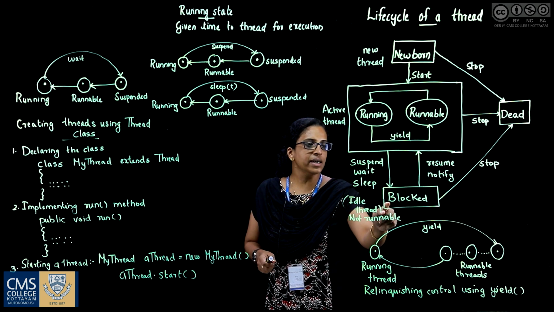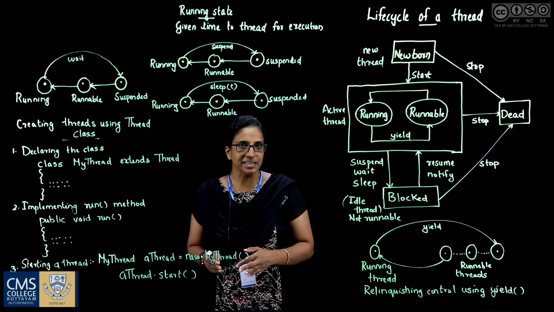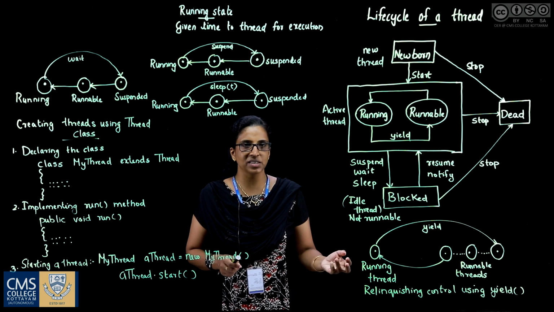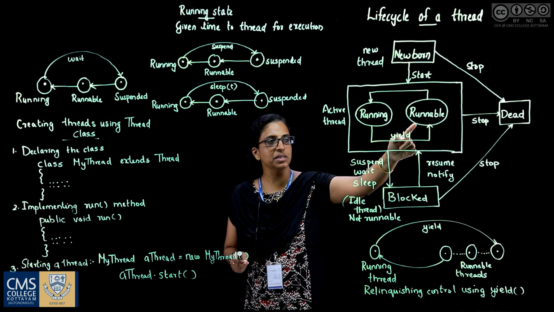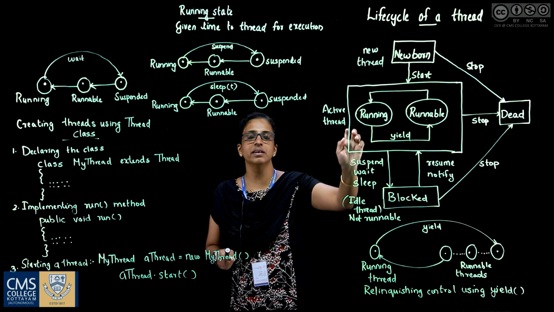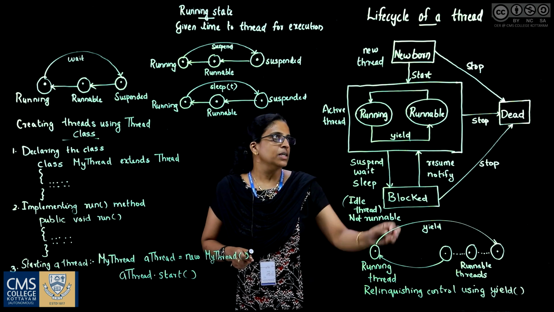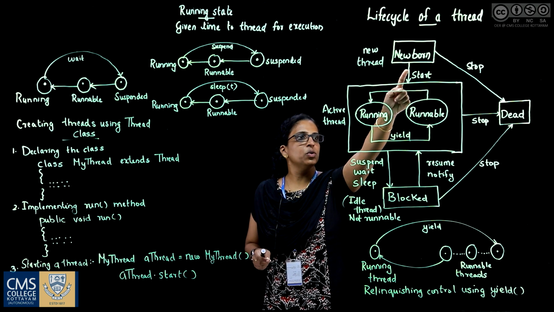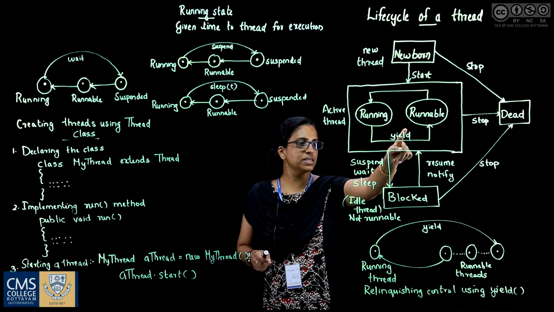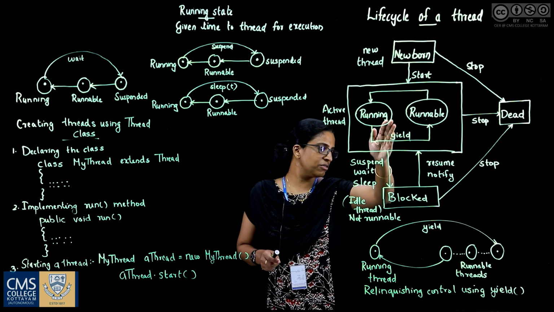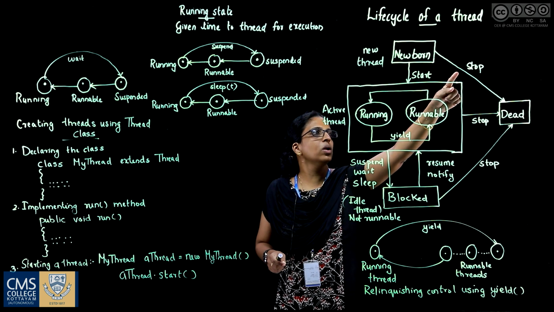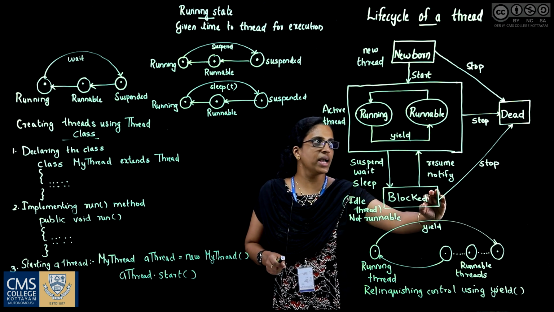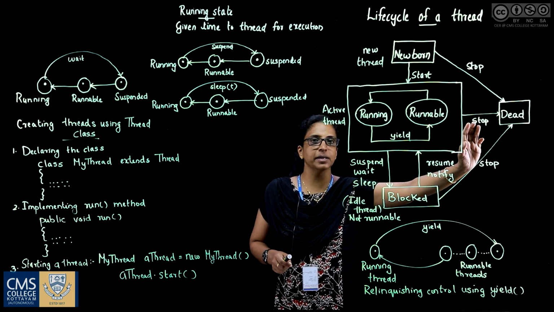And a thread is said to be an idle thread, or it is in a blocked state, when it is prevented from entering the runnable state, and subsequently the running state. So as you can see, from the newborn state, from the runnable state or the running state also, and from the blocked state also, we can call the stop method so that the thread will be killed.